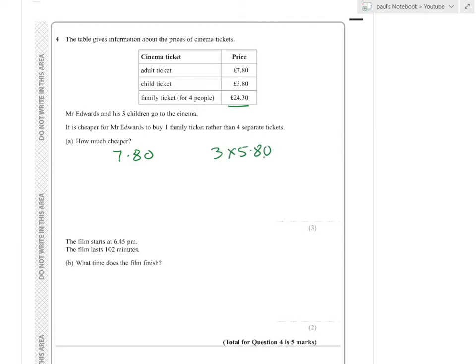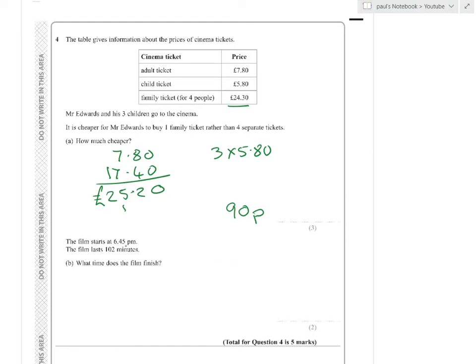children. So 3 times 5.8, £17.40. Add those two together. So it costs him £25.20 if he buys it separately, and £24.30 if he buys it as a whole family ticket. So the difference between that is 90 pence. By how much cheaper? 90 pence.